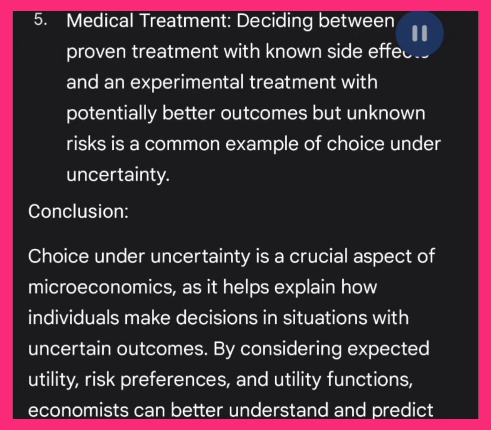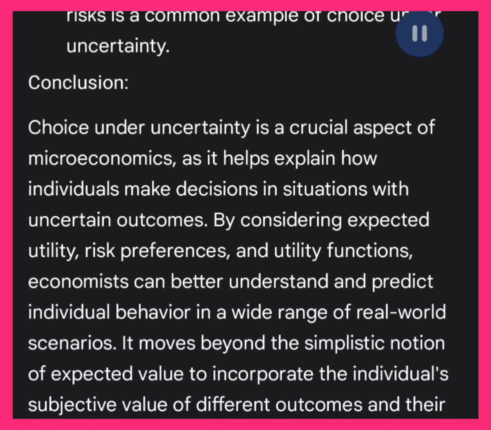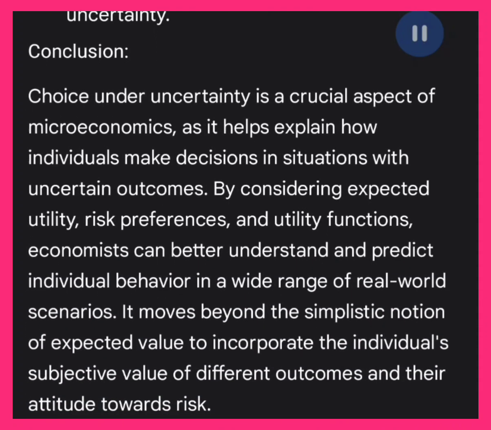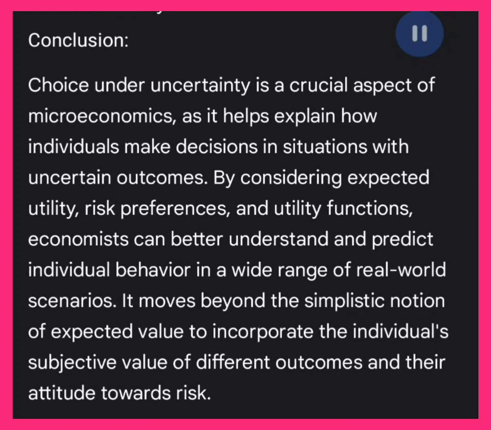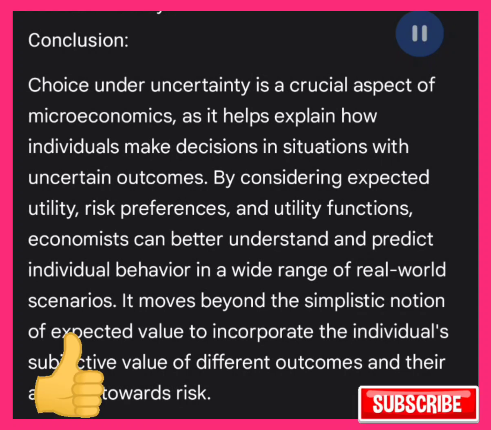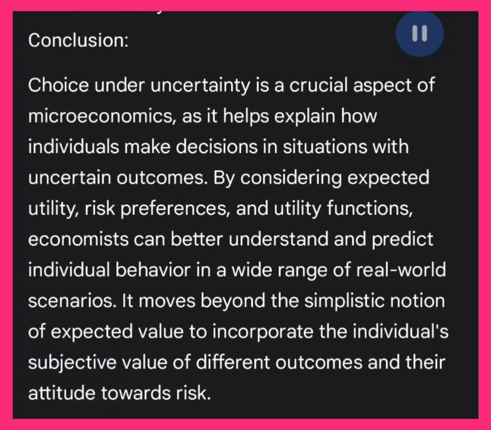Conclusion: choice under uncertainty is a crucial aspect of microeconomics, as it helps explain how individuals make decisions in situations with uncertain outcomes. By considering expected utility, risk preferences, and utility functions, economists can better understand and predict individual behavior in a wide range of real-world scenarios. It moves beyond the simplistic notion of expected value to incorporate the individual's subjective value of different outcomes and their attitude towards risk.